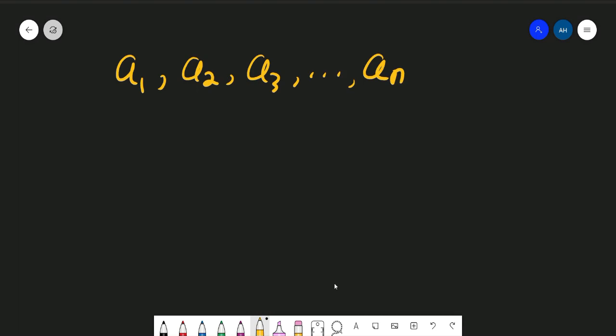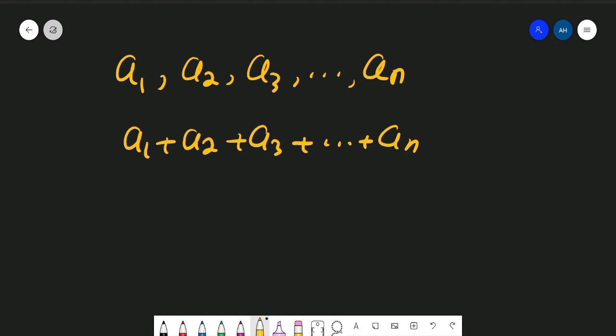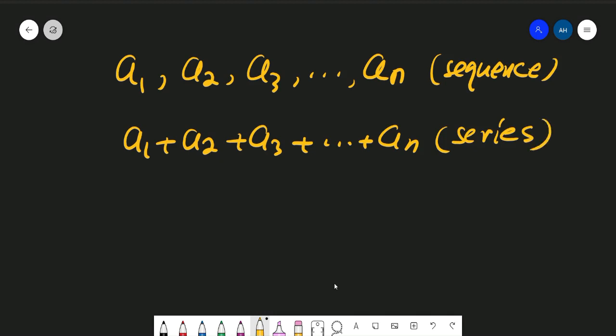Alright, when we add all these terms together, that is, we write A1 plus A2 plus A3 plus dot dot dot plus up to AN, this is what we call arithmetic series. If this one is a sequence, an arithmetic sequence, therefore this one is an arithmetic series. When we add the terms in the sequence, we call it series. And we can use this symbol, Sn, to represent the arithmetic series.